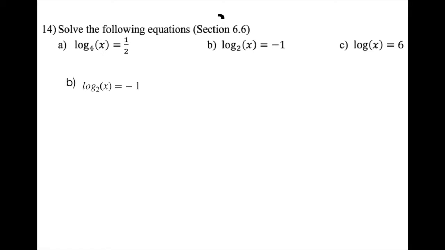For part B, we can use a very similar strategy. x will become, here, the base is 2, the power is this -1. So 2 to the power of -1, which is 1 over 2 to the power of 1, which is just 1 over 2 here. That's part B.